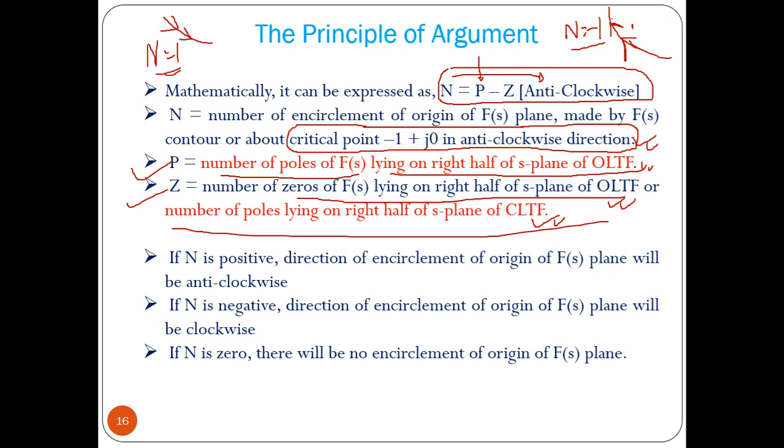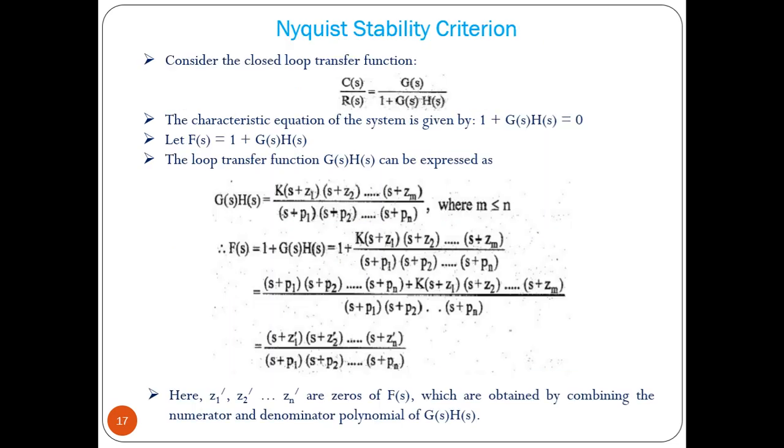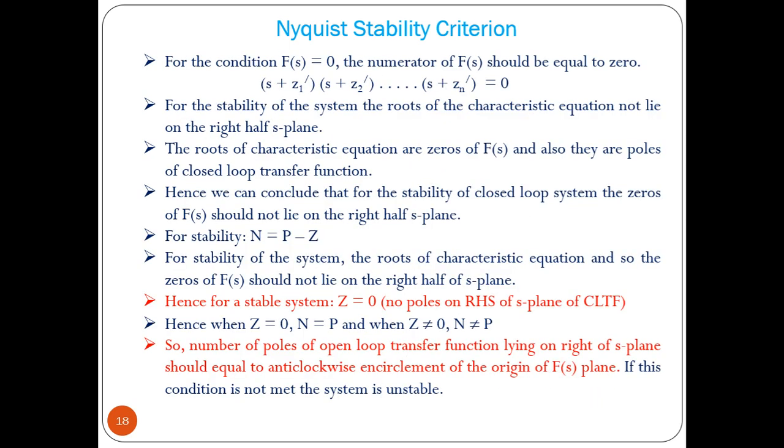So what we can say from here: if N is positive, then the direction of encirclement of the origin or the minus 1 plus j0 point should be anti-clockwise. N is negative if the encirclement of the origin or this critical point is clockwise. N equal to 0 means there is no encirclement. So this is the main logic of the Nyquist stability criterion. Okay. Now this point I have already covered.